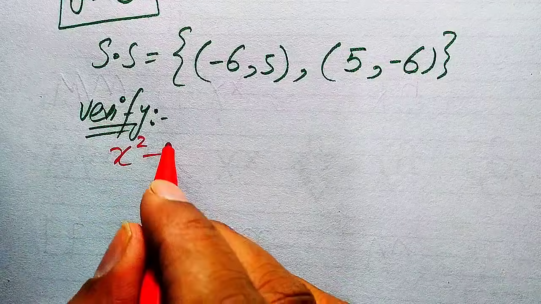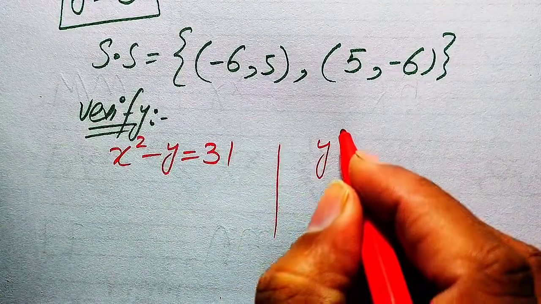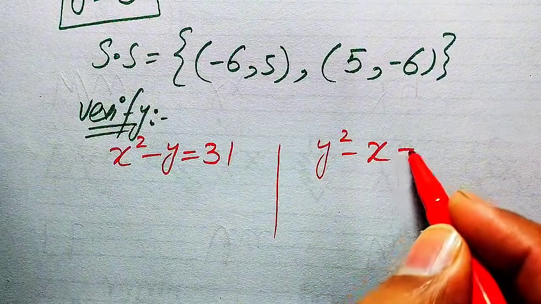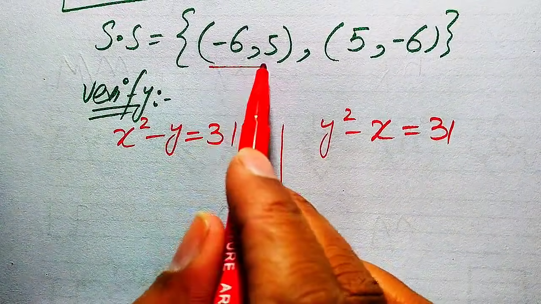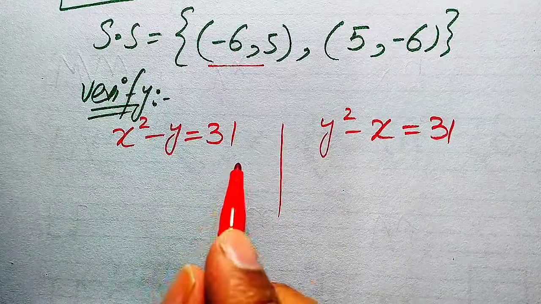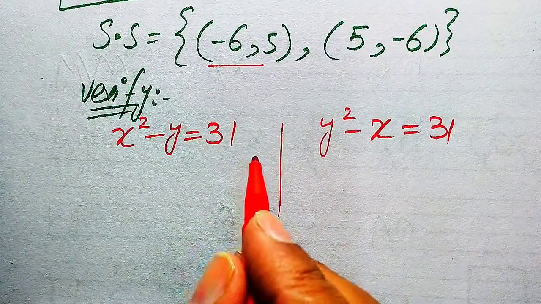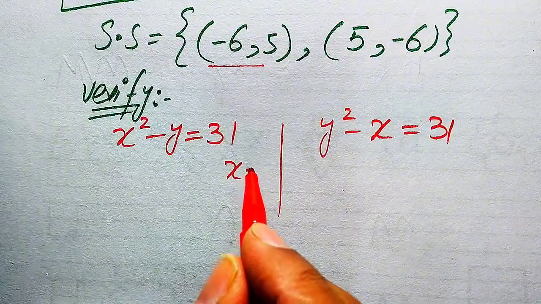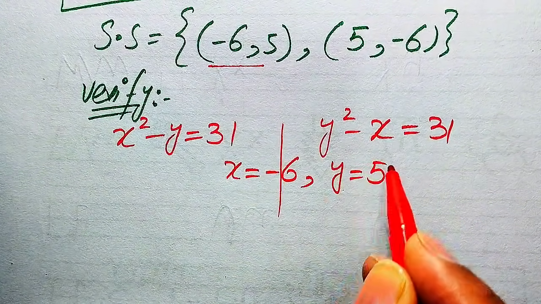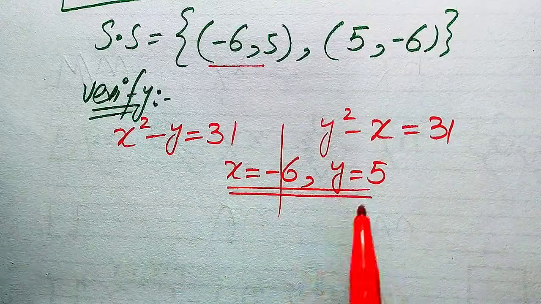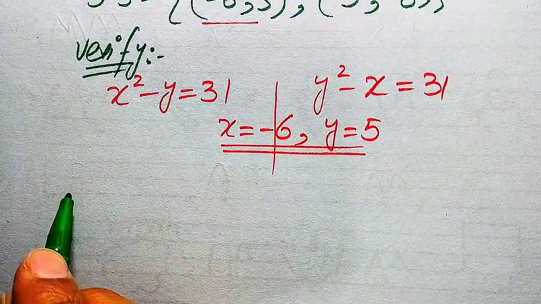Here it is x square minus y equals 31. This is the first equation, and y square minus x is also equal to 31. This is the second equation. So here first we verify this root. This is minus 6 and 5. It means that here we have x is equal to minus 6 and y is equal to 5. So we put these values in both of the above equations, and we check their behavior.